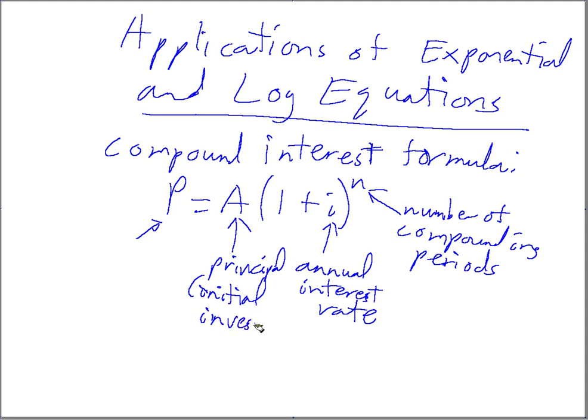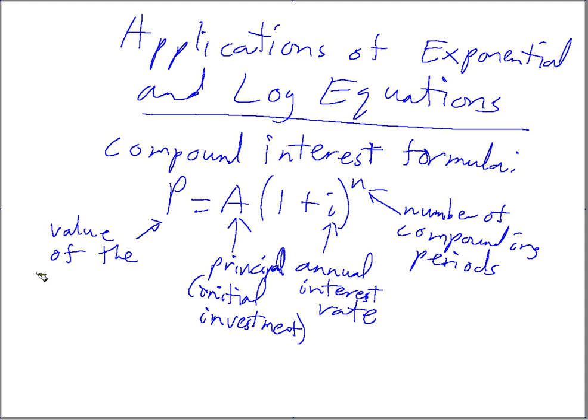Let's say I'm putting money into a CD account, $3,000. Then my A is $3,000. So this is my initial investment into the account. That's called a principal. Now P, which is not the principal in this case, sorry for the confusion here. P is the value of the investment after n compounding periods.